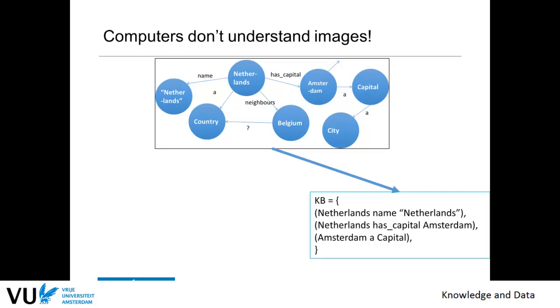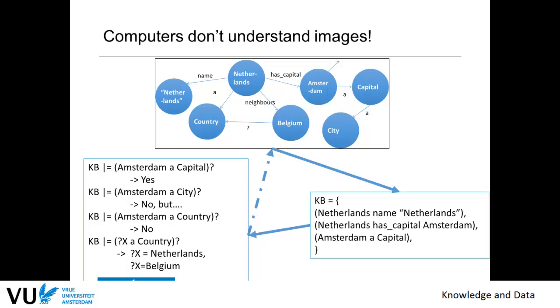So what we want this for is that we can now ask questions, namely, does this knowledge base, this knowledge graph, entail a triple such as Amsterdam is a capital? And this one is simple, I would say, because it is part of the graph. So we would say, yes, this is true. Can we also say that Amsterdam is a city is a valid derived, entailed triple from our knowledge base?